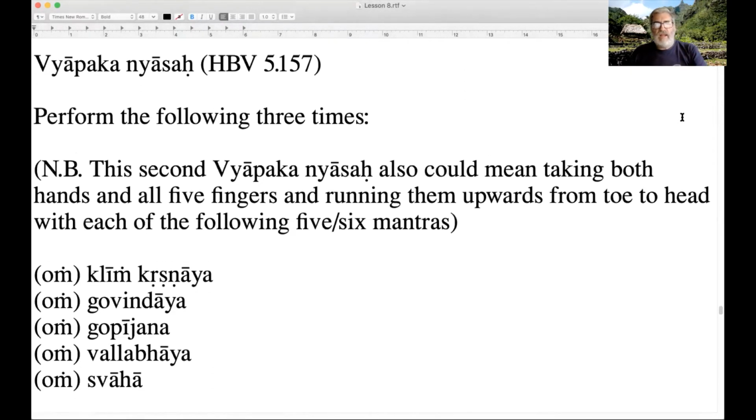Now again, we have the Vyapaka Nyasa. Vyapaka Nyasa should be performed three times, and Vyapaka means taking both hands and all five fingers and running them down from head to toe on the side of the body, covering the whole body. Follow with the following 5 or 6 mantras. Obviously, if you're dividing everything up into 5, you do it according to 5, and if you're dividing it up into 6, divide it into 6. I would suggest 6 is easier and more complete and more general, but 5 is also mentioned there.